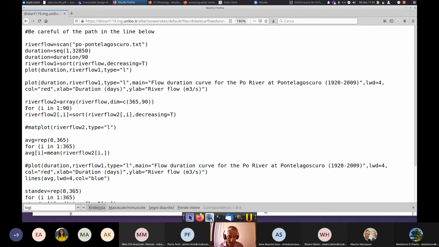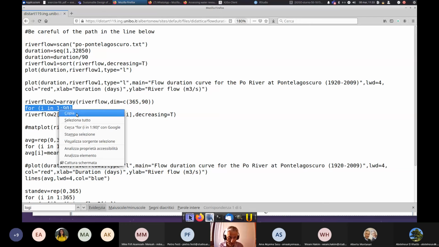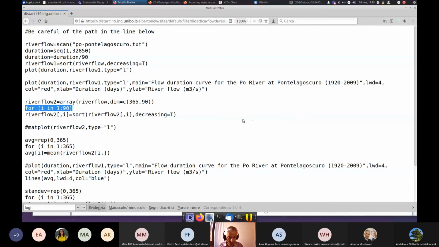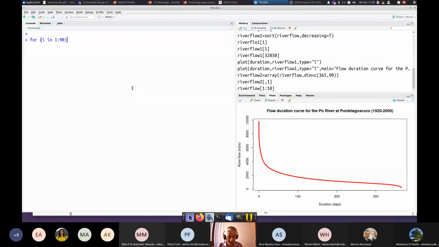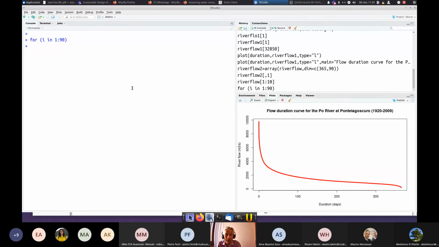And here I see a for instruction. Before I comment, let me copy it and paste it. And then let's press return. And what R says is a plus, which means tell me what I have to do. What is a for instruction? It is a cycle instruction. A cycle instruction is used in programming anytime you have to repeat a task many times.